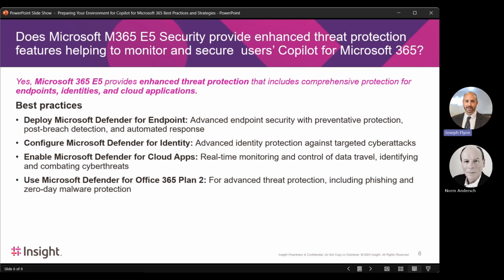And one thing, and I'm shocked you didn't say it, but one thing I like that you always say is this is all part of E5, right? So keep that in mind if a customer does own E5.